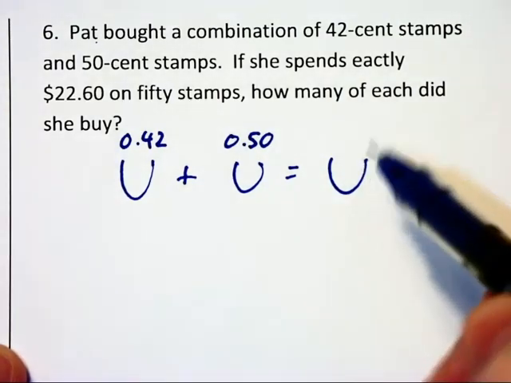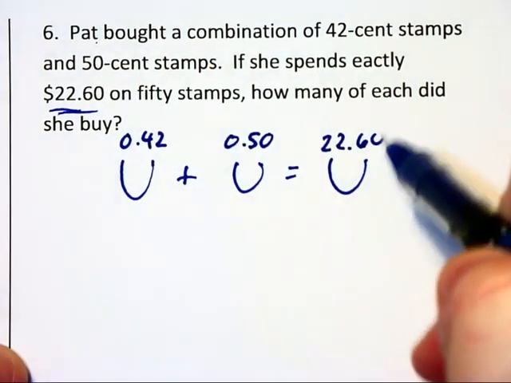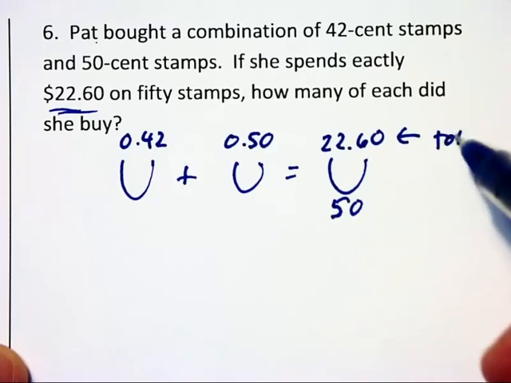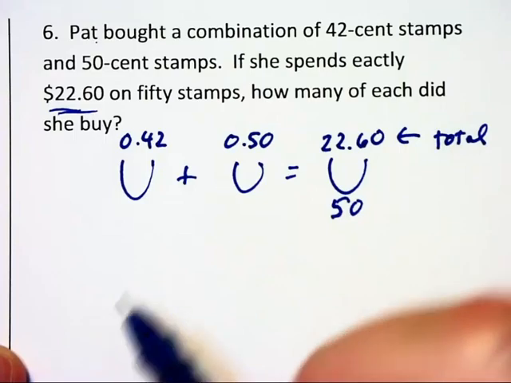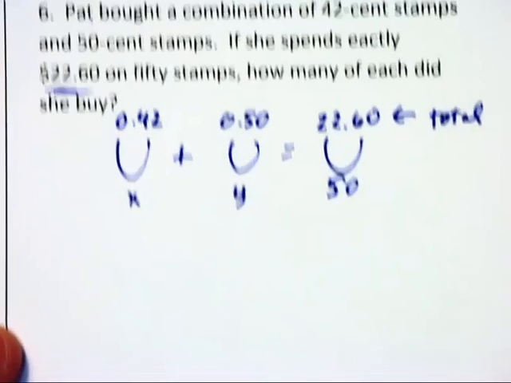She spends a total of $22.60 on 50 stamps. Now I'm going to make note that this was a total here on the top right. How many of each type did she purchase? We don't know. So that will be the X and Y we're trying to solve for.